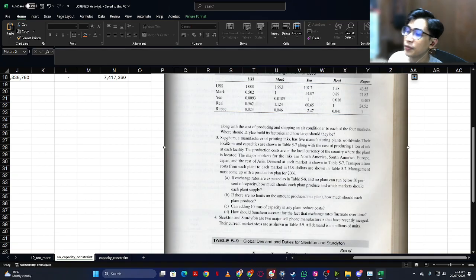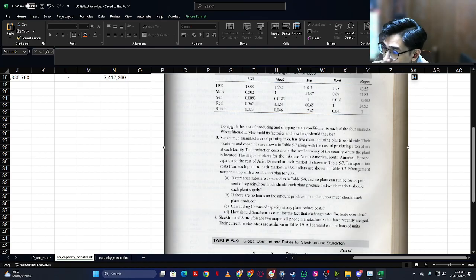So Sunchem, a manufacturer of printing inks, has five manufacturing plants worldwide. Their locations and capacities are shown in table 5 to 7, along with the cost of producing 1 ton of ink at each facility. The production costs are in the local currency of the country where the plant is located. The major markets for the inks are North America, South America, Europe, Japan, and the rest of Asia. The demand at each market is shown in table 5 to 7. Transportation costs from each plant to each market in US dollars are shown in table 5 to 7 as well.